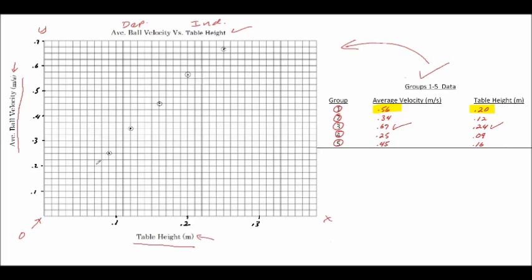So let's go ahead and plot the data points. When we plot the data points, remember each one of these is a coordinate pair. Over here we have 0.20 for the table height and 0.56 for the average velocity. So we come up here to 0.20, and we come over 0.56. There's 0.55, and then 0.56 looks like it's somewhere right in here. So we come over here and we put that data point there.